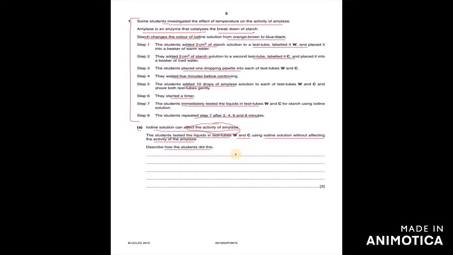Hence, students can take a small amount of solution from each test tube W and C in another test tube and test for the presence of starch with iodine, or else student can also put a small drop of water on a white tile and mix it with the drop of iodine solution to test for the presence of starch.